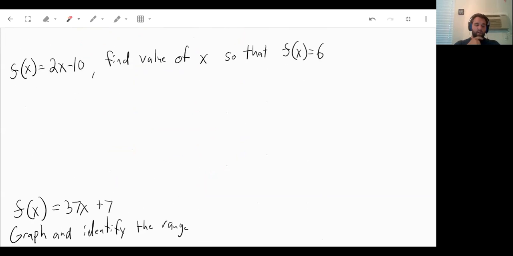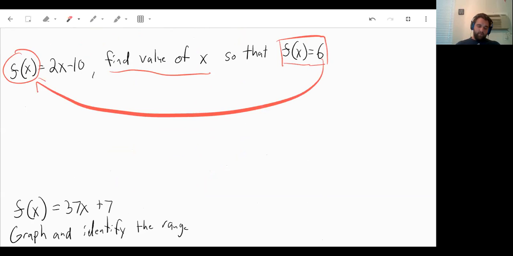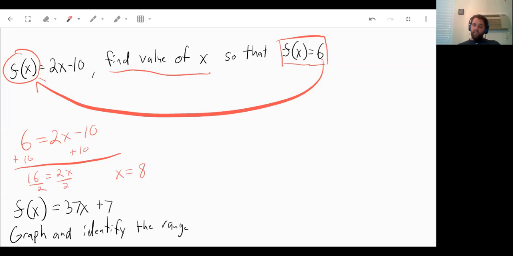Let's look at another function. f of x equals 2x minus 10. Find the value of x so that f of x equals 6. Well, f of x equals 6, so we can replace this whole thing with that 6. So we have 6 equals 2x minus 10. We can add 10 to both sides, and we get 16 equals 2x. Divide both sides by 2, and we find that x equals 8. So the value of x that works is x equals 8.